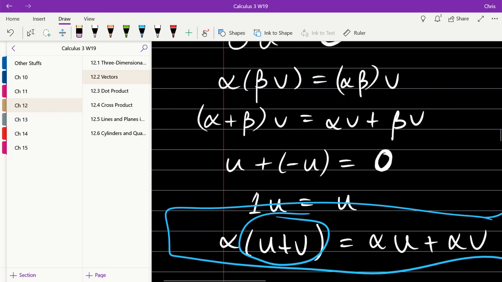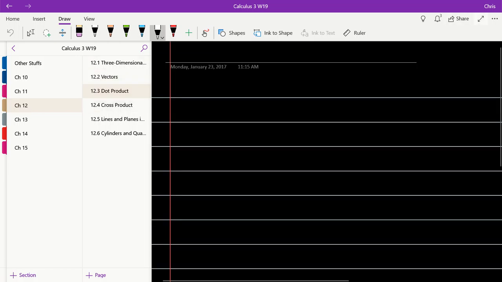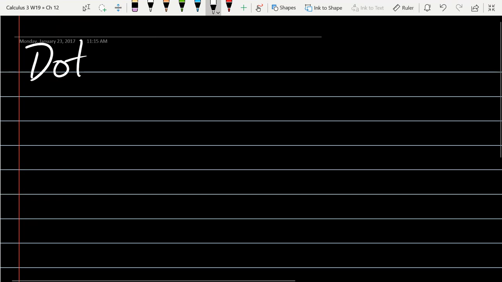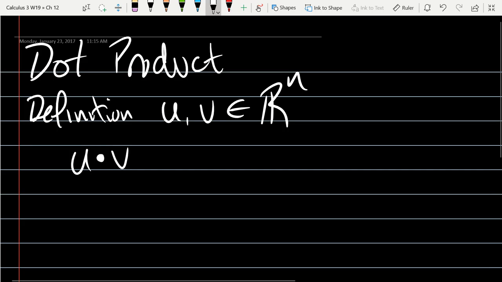So let's go to the dot product section. We'll start with the definition. So we're going to take a u and a v. This can happen in n dimensions, so it can happen in 2 dimensions, 3 dimensions, 4 dimensions. We're not in this class going to go past 3 dimensions, usually, almost never 4 dimensions, but this goes in any dimensional space you're in. And the notation we use is a dot, hence the name dot product.